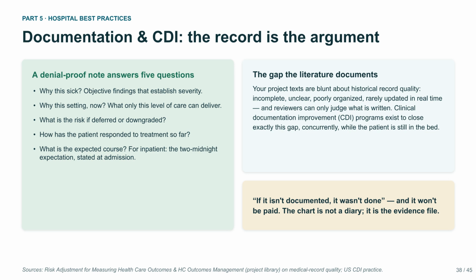Documentation is your evidence file. A denial proof note must answer 5 core questions: severity of illness, necessity of the current setting, potential risk of downgrade, response to treatment, and the expected course. Concurrent clinical documentation improvement programs exist to fix these records while the patient is still in the hospital.